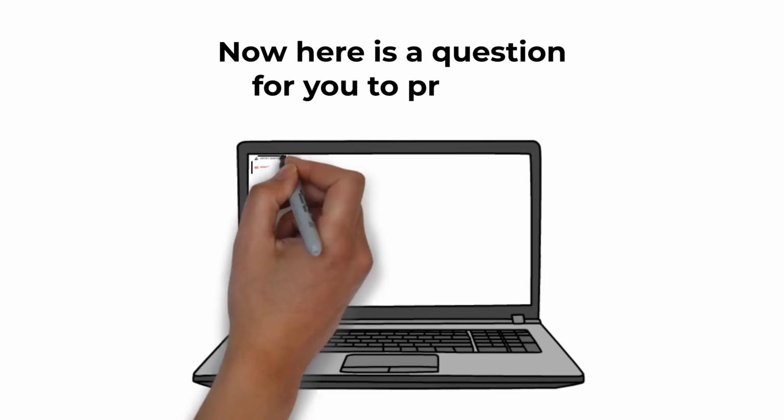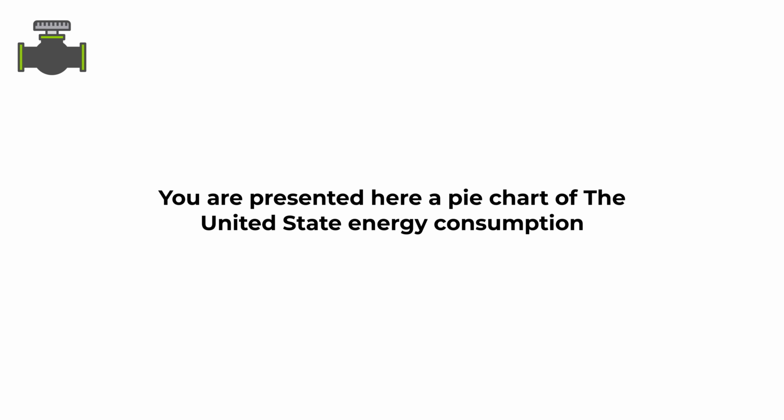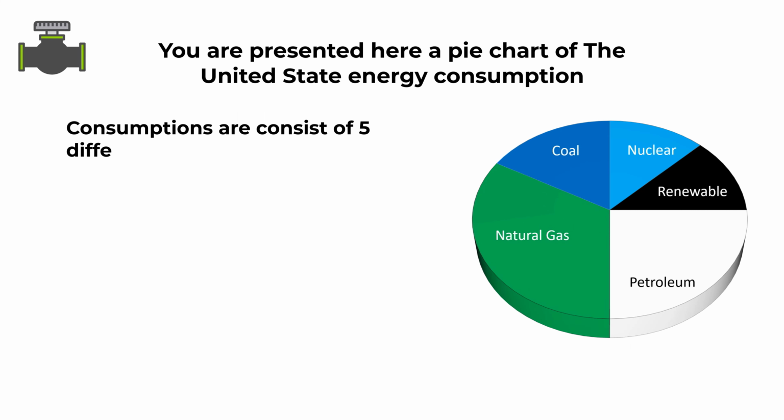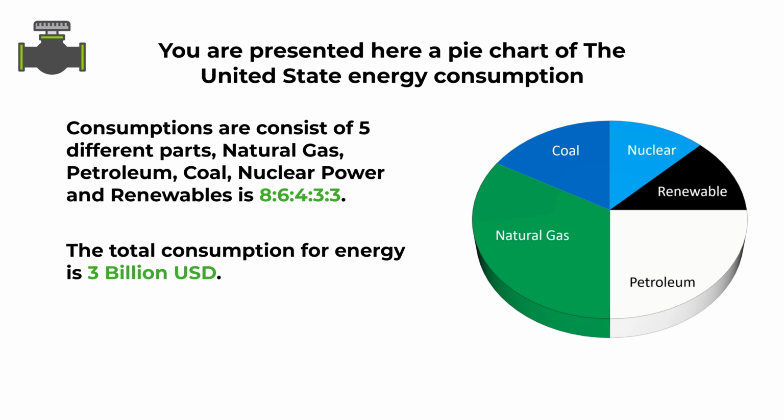And now, here's the question for you to practice. You're presented with the pie chart of United States energy consumption. Consumption consists of 5 different parts: natural gas, coal, nuclear, renewables, as well as petroleum. The ratio between natural gas, petroleum, coal, nuclear power, and renewables is 8 to 6 to 4 to 3 to 3. The total consumption for energy is $3 billion. So how much in United States dollars was consumed in form of petroleum?